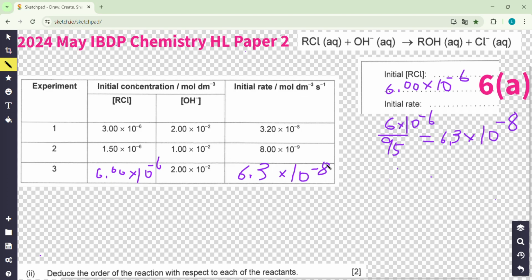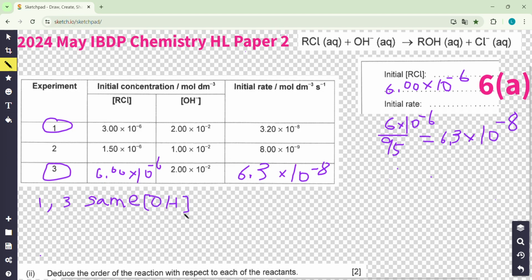Anything you think about order of reaction? Look at it. Is there anything that is easy to guess? Compare which one first? Of course, I compare 1 and 3 first. Same concentration of OH, and you see that it's the same. So compare 1 and 3, with the same OH concentration.